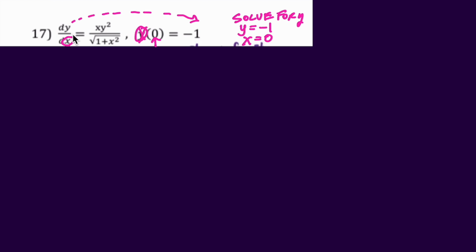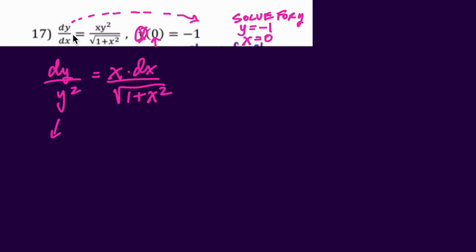Okay, let's go ahead now and separate these variables. We're going to be multiplying both sides by dx and dividing both sides by y squared. So we're going to have x times dx over the square root of 1 plus x squared. On the left side, we're going to bring the y up into the numerator and change the sign of the exponent. To integrate that, we're going to add 1, which gives us -1, and we're going to divide by the new exponent, which is -1, which is the same thing as multiplying by -1.